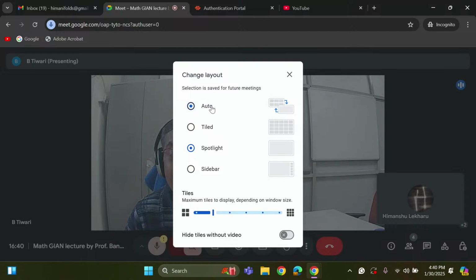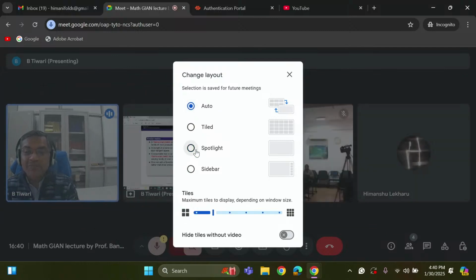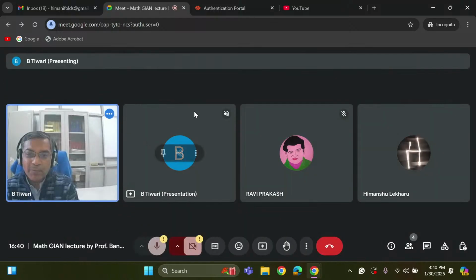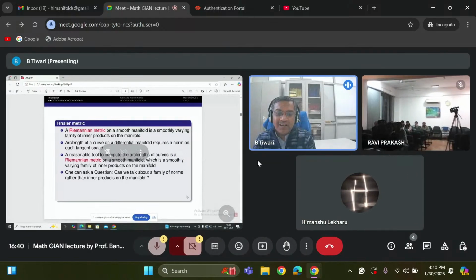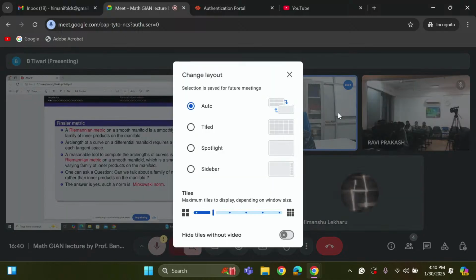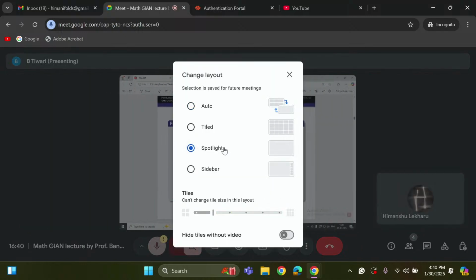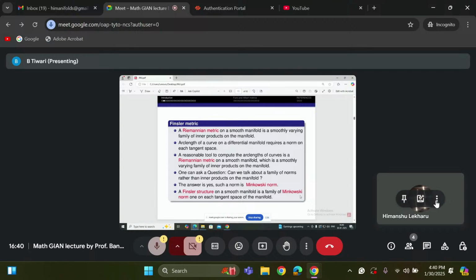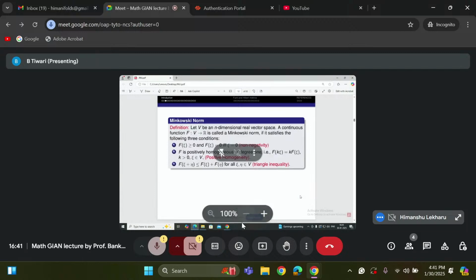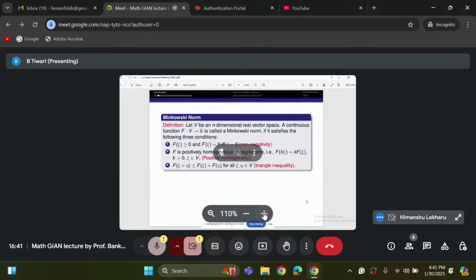Now, one can ask a question: can we talk about a family of norms rather than inner products on the manifold? And the answer is yes. Such a norm is a Minkowski norm, which I will introduce soon. And a Finsler structure on a manifold is actually a family of Minkowski norms, one on each tangent space of the manifold.